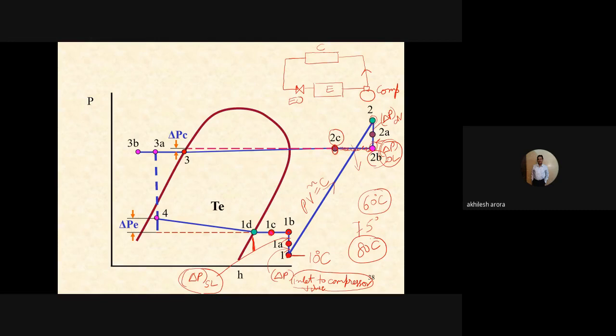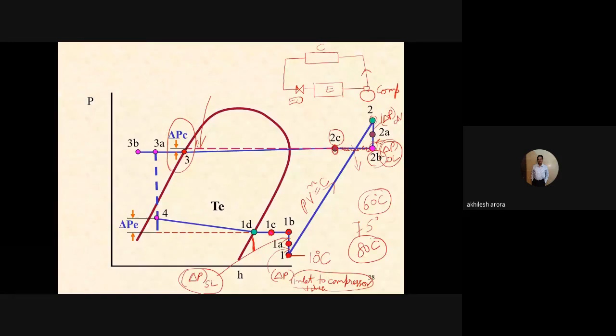So you can see here the red line which is shown here. This shows no pressure drop. This is the case when there is no pressure drop. But in actual practice, what is happening? There is pressure drop, and we have shown it from 2C to 3. So up to this particular point, there has been some pressure drop which is shown here. This is the pressure drop in the condenser, delta PC.